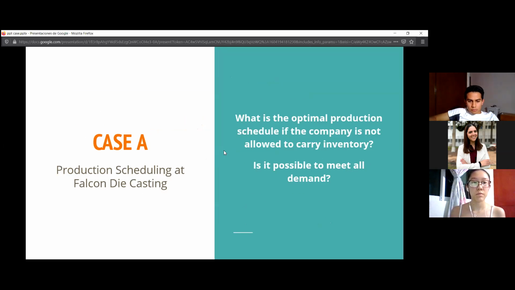Next. For this, we have 2 key questions. That is, what is the optimal production schedule if the company is not allowed to carry inventory, and if it's possible to meet the demand with this.